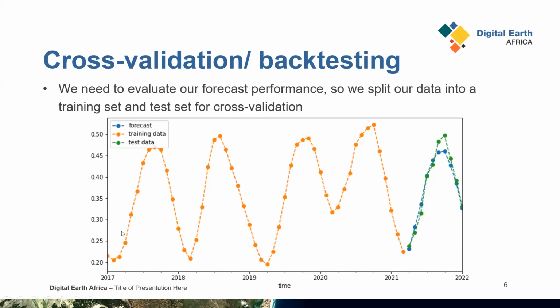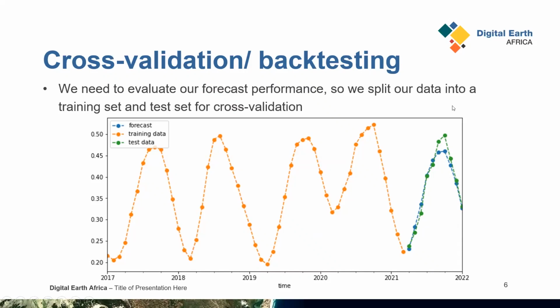In this case, the orange line here shows the training data. We often choose 80 or 90% of the data as training data, and we split off the remainder, in this case, the most recent, I think it's 10 observations, as the test data. Then we can train our model on the orange training data, use it to forecast into the future, which is in the blue, and then compare our forecast to the test data, which we withheld from the training data, and calculate an error between the green and the blue to evaluate our model.